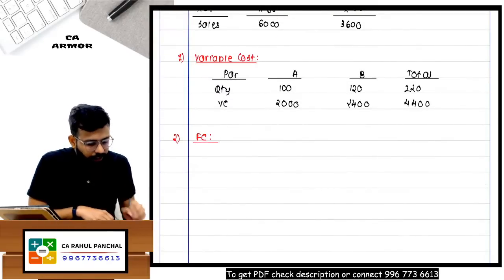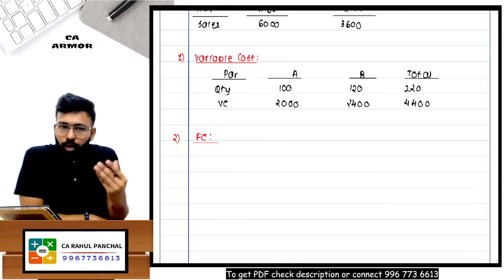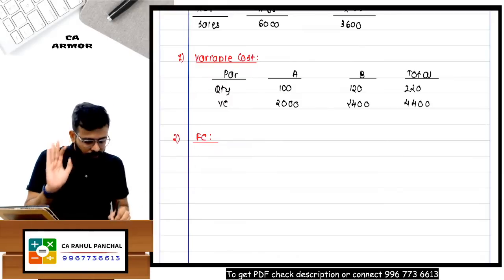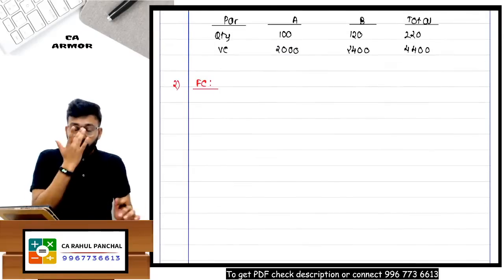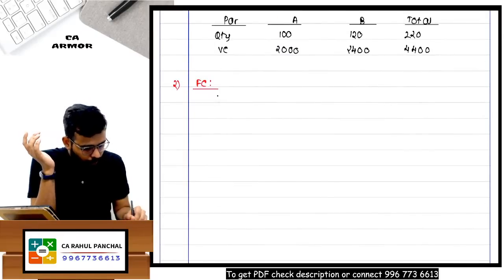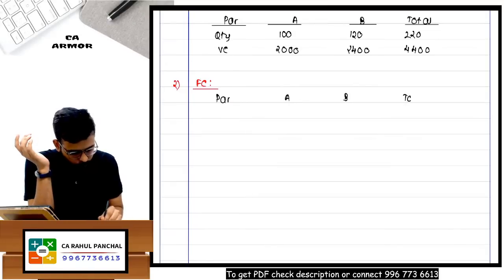Sir, is it dependent upon number of units? No, it is like a rent. It is not dependent upon number of units. So for fixed cost, the method which we are going to use, the name will be contribution margin method. So you will calculate the contribution. You will say particulars. You will say A, B, and then there is a total.